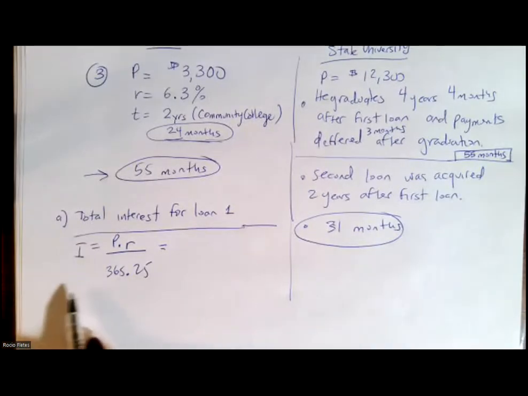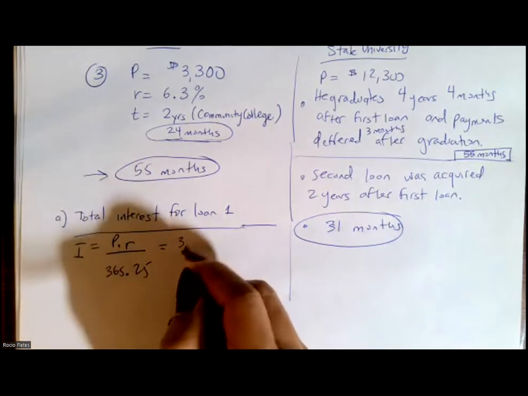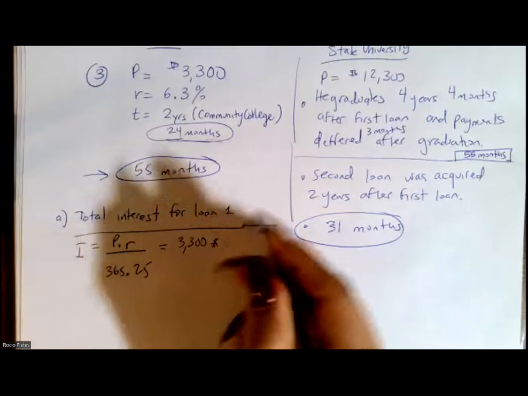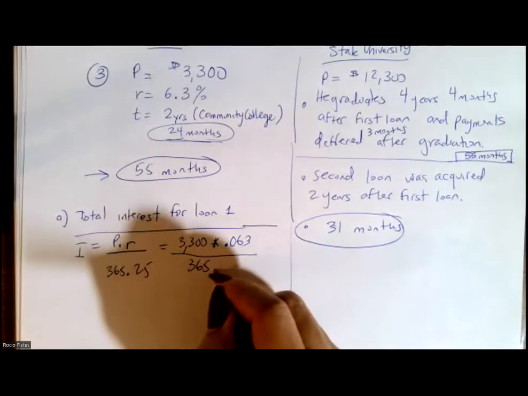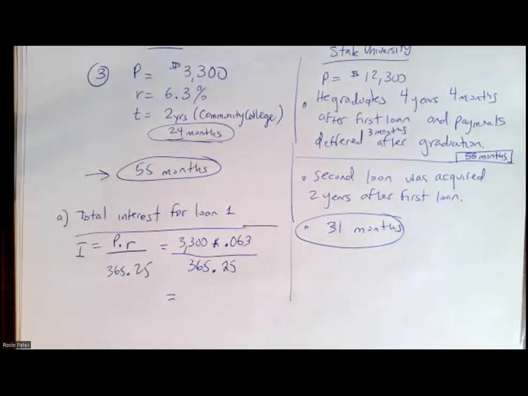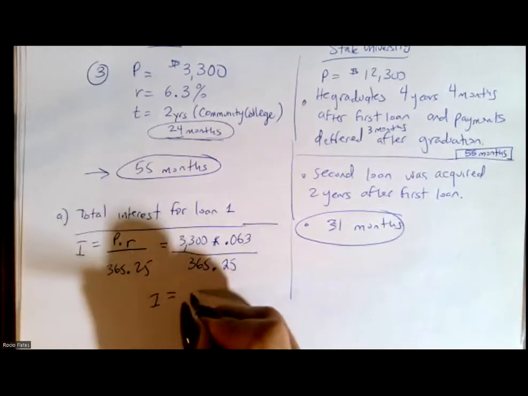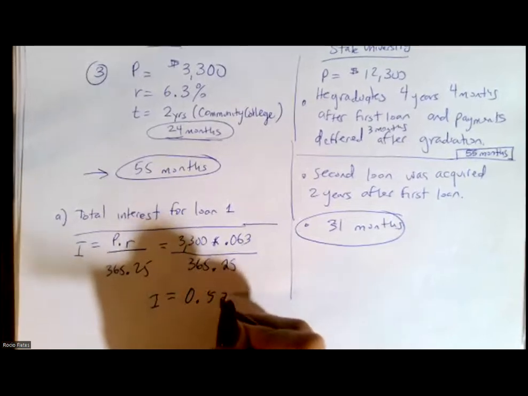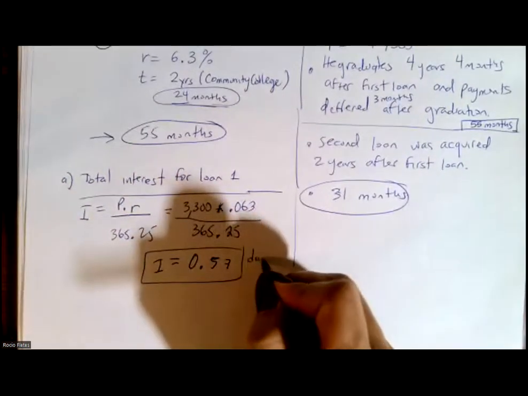So to get the daily interest, the I, we take the principal, 3,300, times the interest rate, 0.063, divided by 365.25. When you calculate this number, you're gonna get a daily interest of, remember, we're gonna round, 57 cents. This is the daily interest.